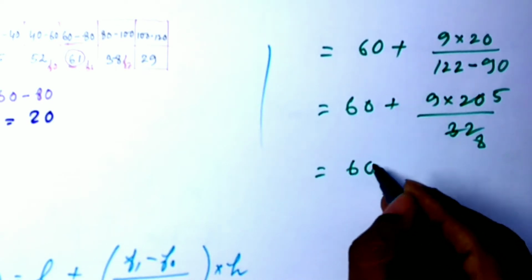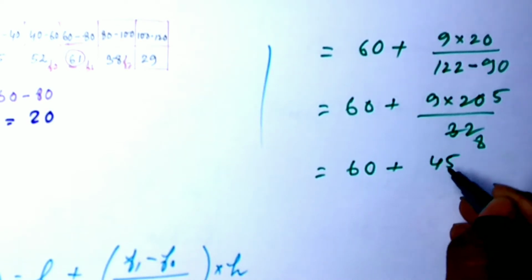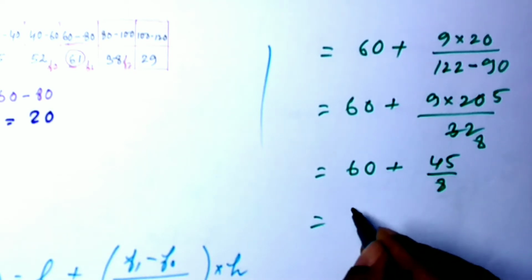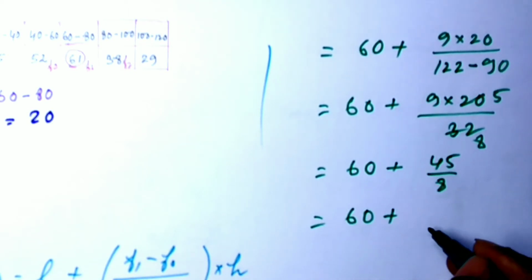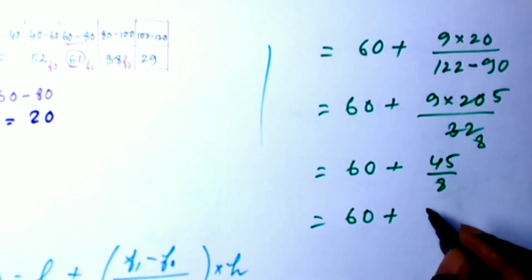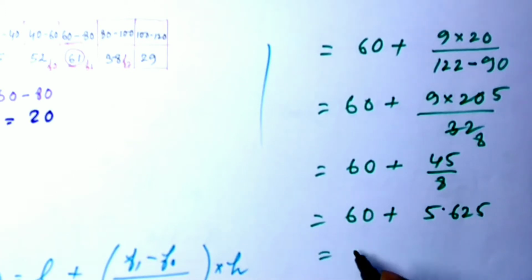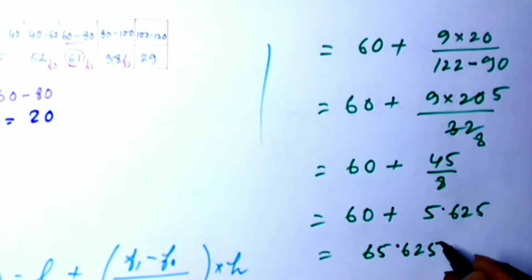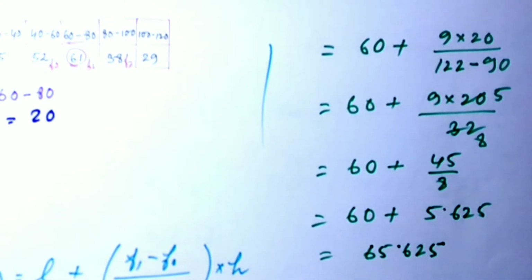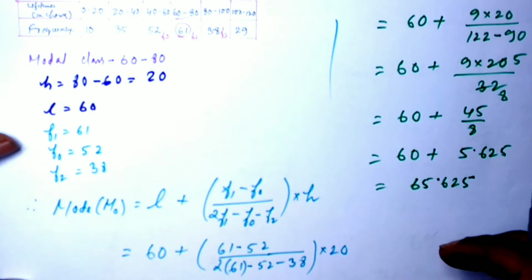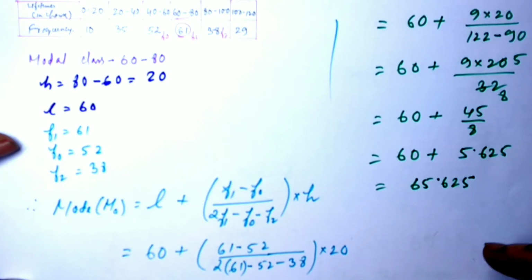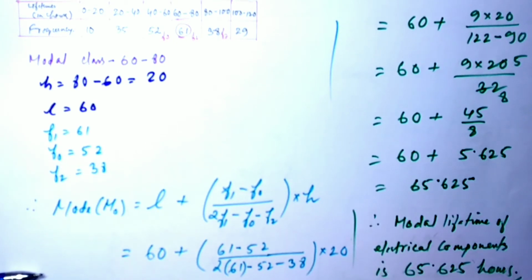So this is equal to 60 plus 45 by 8. So after calculation we have 60 plus 5.625. So the answer will be 65.625. Therefore modal lifetime of electrical component is 65.625 hours. So this is our answer. Hope you are enjoying it.